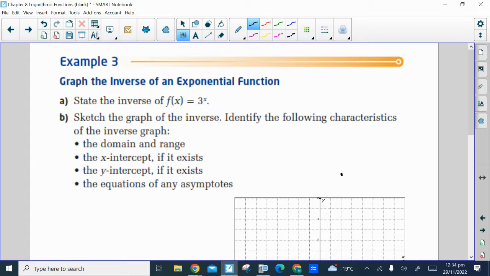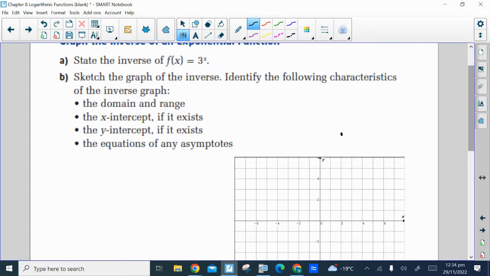So this first question says to state the inverse of f at x equals 3 to the x. So instead of f at x equals, we'll write it as y equals 3 to the x, because our first step to write the equation of the inverse is to interchange x and y. So now we have x equals 3 to the power y. But we want to write this in the form y equals. And there's nothing we can do. We can't divide both sides by y or take the y root of both sides to get y by itself. It doesn't work that way.